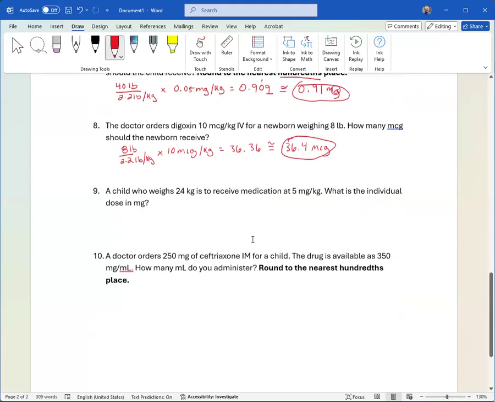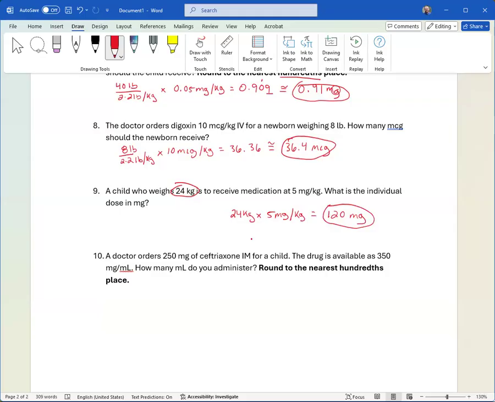All right, and number 9. So make sure you're reading this. It's already in kilograms, so you don't need to do any converting here. They're ordered to receive a medication at 5 milligrams per kilogram. What is the individual dose in milligrams? So all I'm going to do is take my 24 kilograms times my 5 milligrams per kilogram, and that will give me 24 times 5, 120 milligrams. That one was pretty straightforward.